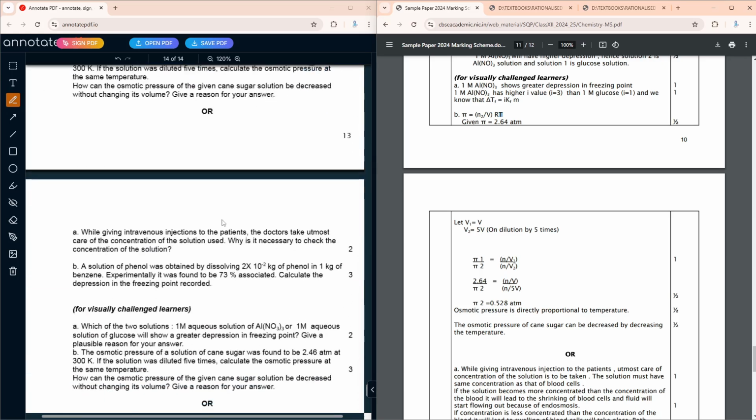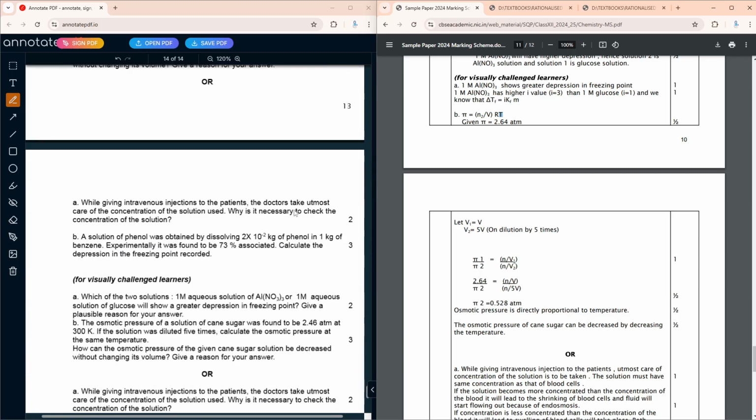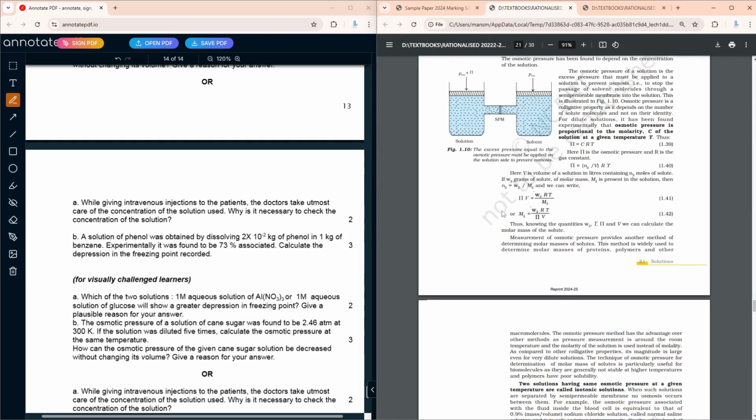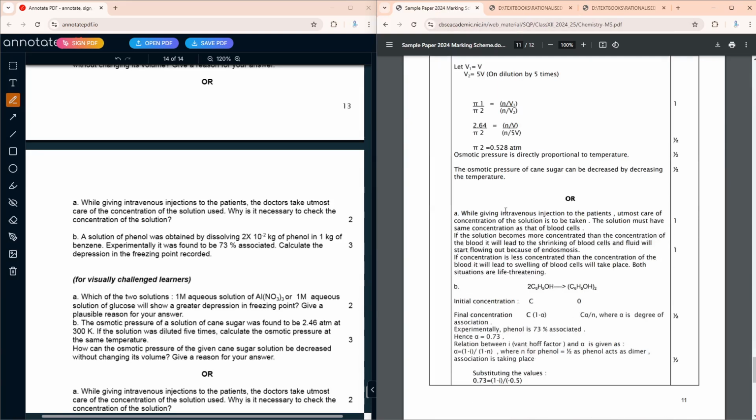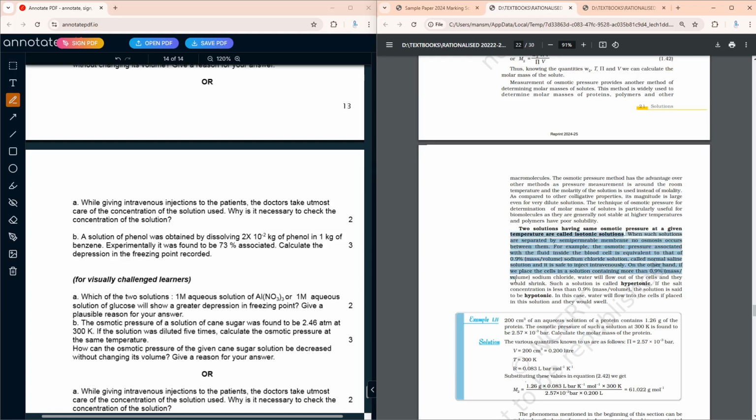Okay, the next question. While giving intravenous injection to patients, the doctors take utmost care of concentration of the solution used. Why is it necessary to check the concentration of the solution? So this is again related to the concept of osmotic pressure, and this particular example is actually given in your textbooks. Basically we don't want the concentration to be that different from that of the blood cells. If it is more concentrated, it will lead to shrinking. If it is more dilute, it will lead to swelling. So all of these are not really good things, and all of this is also explained right here.